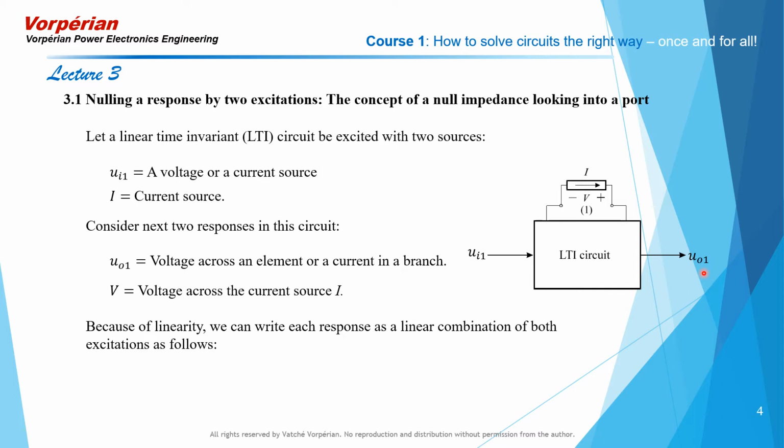Now, because of linearity, we can write each one of these responses as a linear combination of the 2 excitations being applied to the circuit. Output 1 is the linear combination of the contribution of input 1 plus the contribution of the current source applied at port 1. The second response, which is the voltage that appears across I, itself also is a linear combination of the contribution of input 1 to that voltage there and the contribution of I to that voltage there.